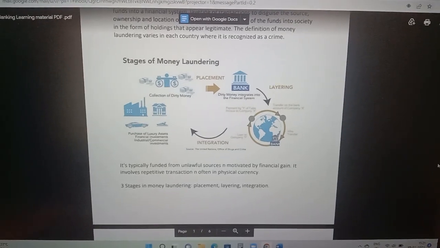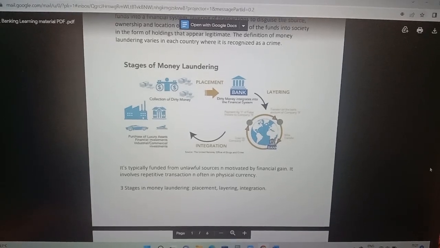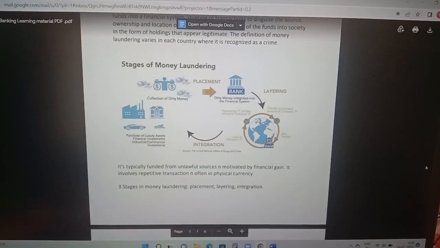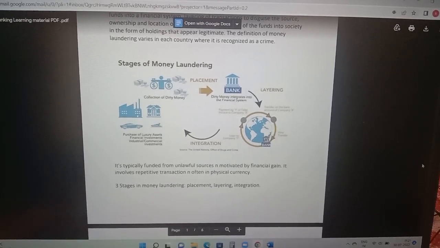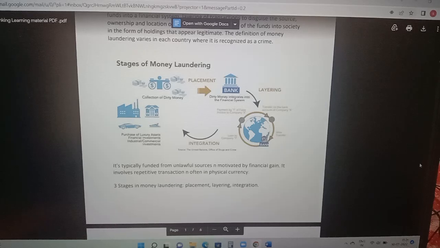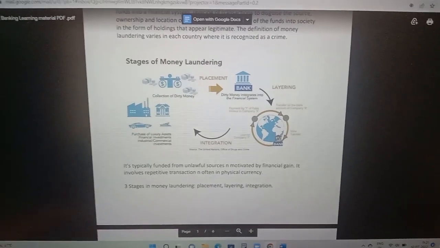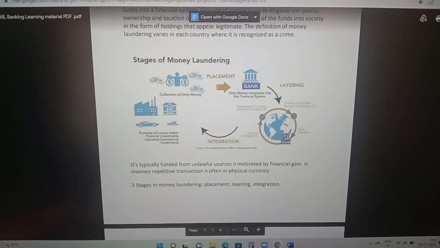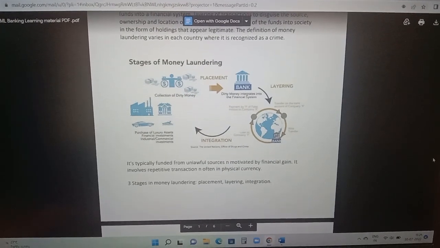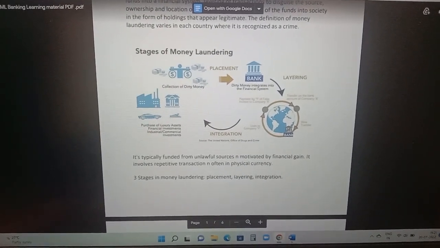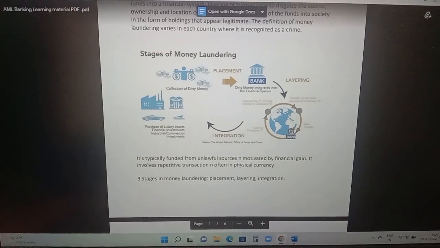Here we have a chart showing the stages of money laundering. I'll just go through this. Initially, collection of dirty money comes into the picture, then the placement activity. After placement in the bank, dirty money integrates into the financial system. Then layering comes into the picture. Then the transfer to bank accounts happens, and after that integration, and last is the purchase of luxury assets, financial investment or commercial investment.